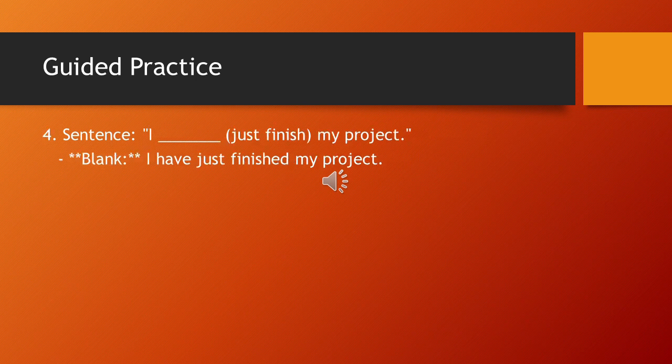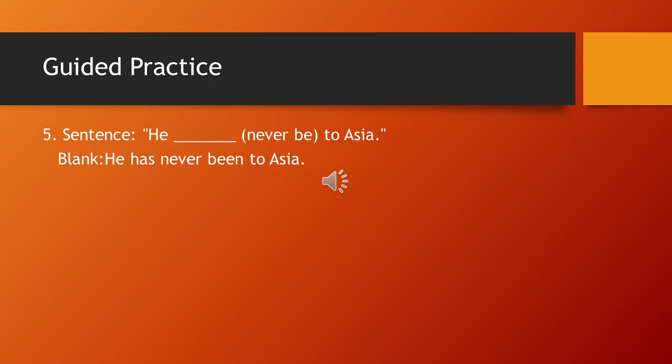Number 4, I blank just finish my project. I have just finished my project. Have just finished emphasizes the recency of completing the project. Number 5, he blank never been to Asia. He has never been to Asia. Has never been is used to express that the action of visiting Asia has not happened at any point in the past up to the present.